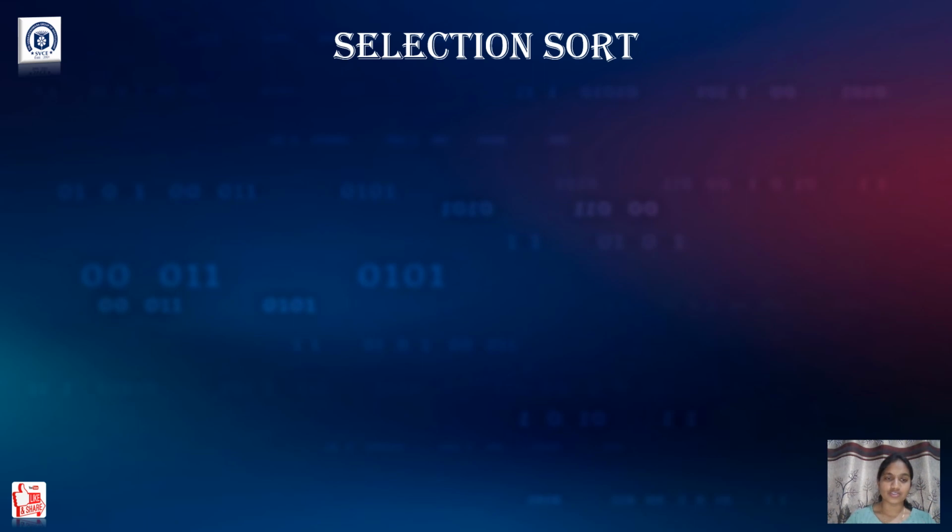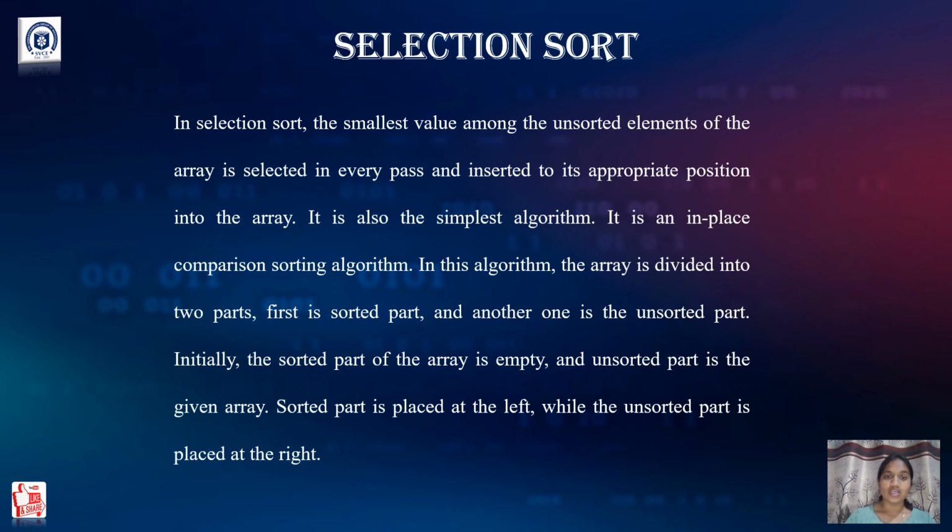So what is selection sort? In selection sort, the smallest value among the unsorted elements of the array is selected in every pass and inserted to its appropriate position in the array. It is also the simplest algorithm. It is an in-place comparison sorting algorithm.